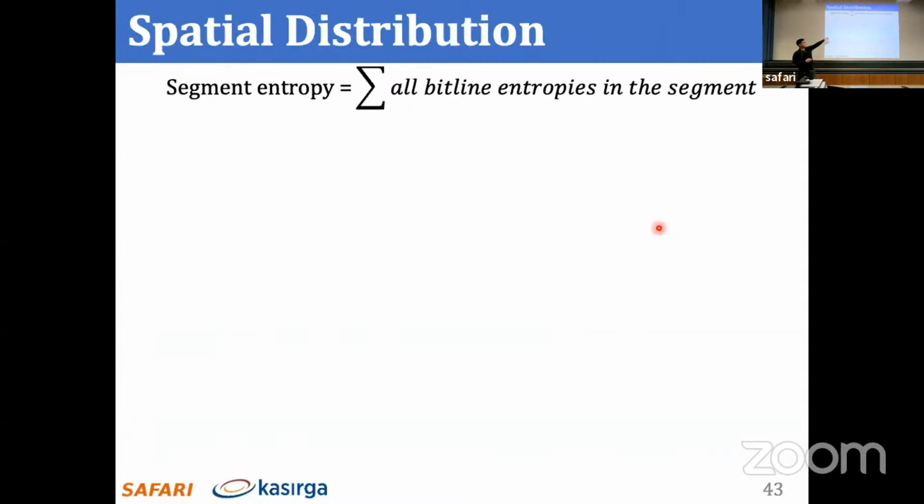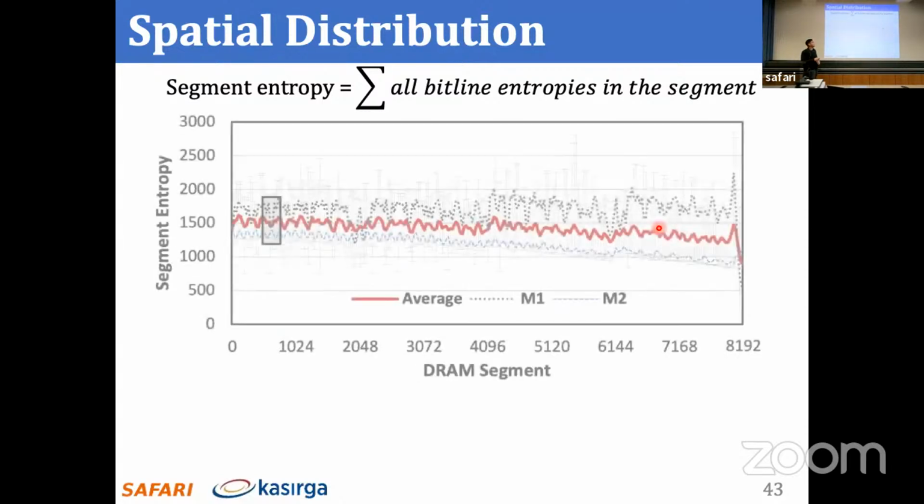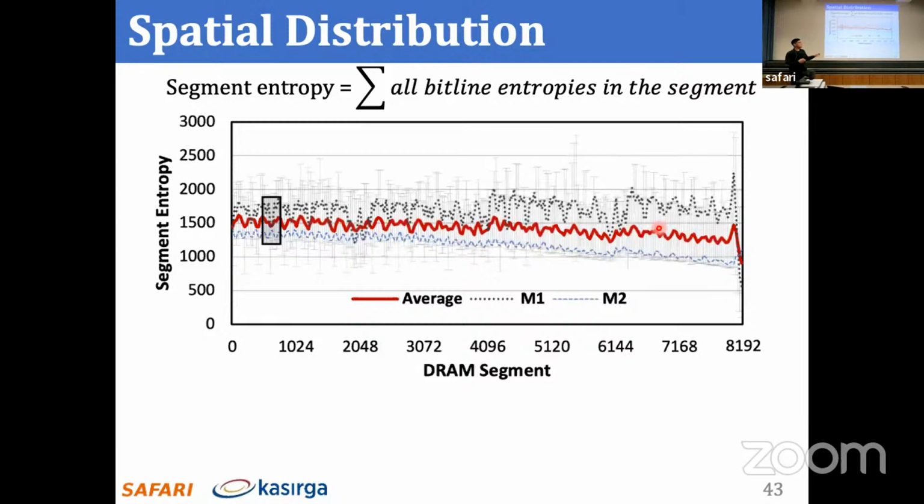We also calculate segment entropy. It's the sum of all bitline entropies in a segment. We do this to show the spatial distribution of entropy inside the DRAM chip across rows. So here we plot the segment ID on the x-axis, going from one end of the bank to the other end, and on the y-axis you have the value itself. We plot 3 lines here. Unfortunately, you cannot see the error bars, but the average is, again, the average segment entropy across all 17 modules.